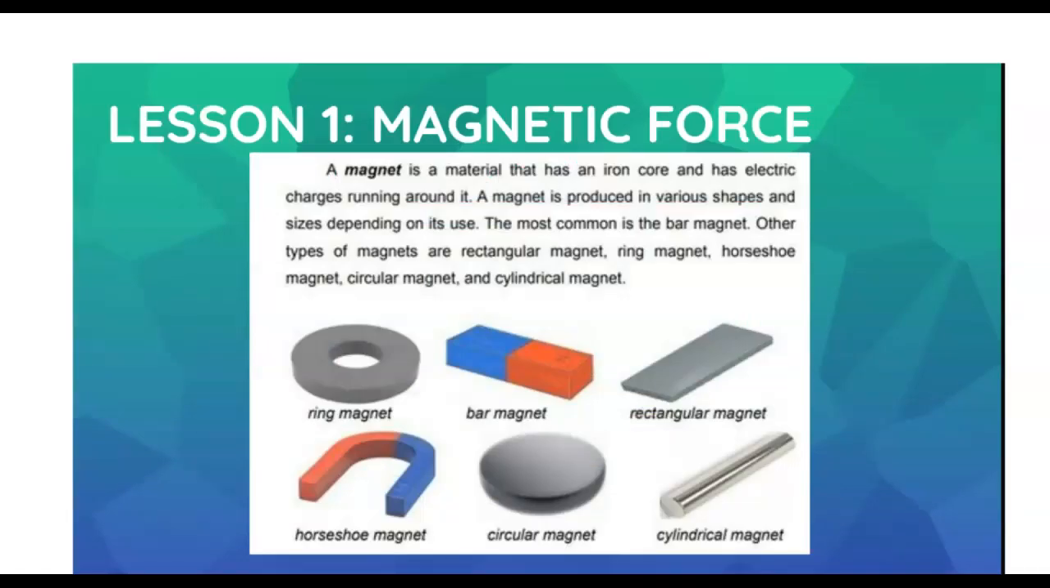Okay, so a magnet is a material that has an iron core and has electric charges running around it. A magnet is produced in various shapes and sizes depending on its use. The most common is the bar magnet. Other types of magnets are the rectangular magnet, ring magnet, horseshoe magnet, circular magnet, and cylindrical magnet, as shown here in our slide.